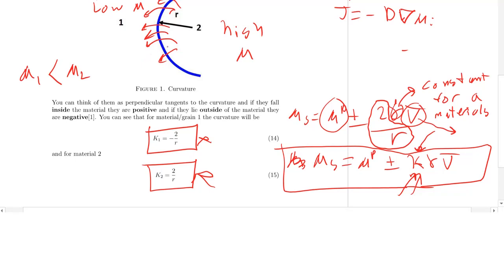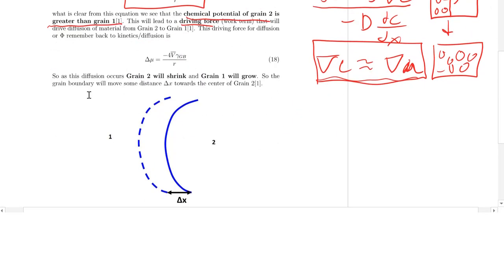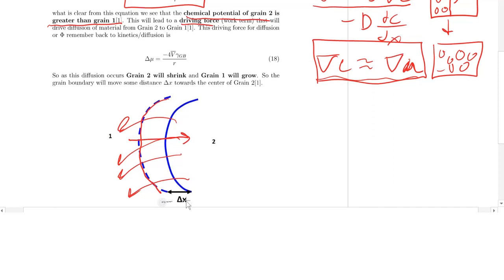Now the atoms are kind of pushing on this interface. The interface is going to move. Your curvature or your boundary is going to change. And remember, this was our initial interface right here. So this was what I was drawing before. As atoms flow from 2 to 1, they're going to pile up here. Your interface is going to move from here to here.